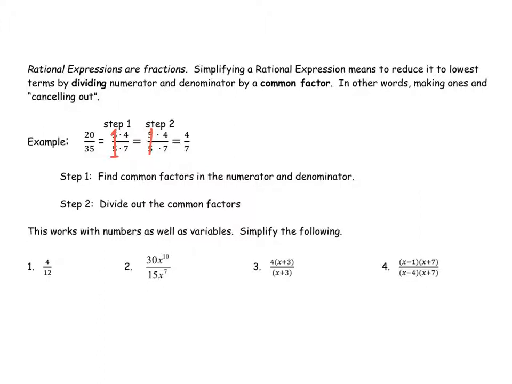This works with numbers as well as variables. So if we're looking at 4 over 12, both of those are divisible by 4, so that can be written as 4 times 1 over 4 times 3. 4 divided by 4 gives us 1, so we're left with 1 over 3.